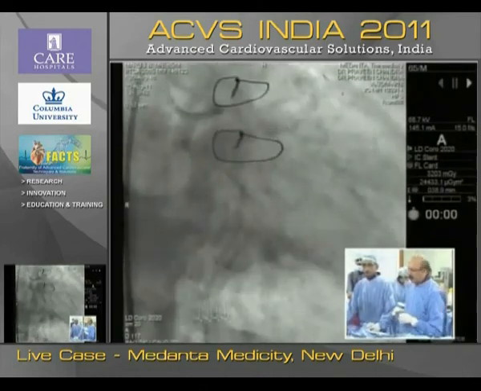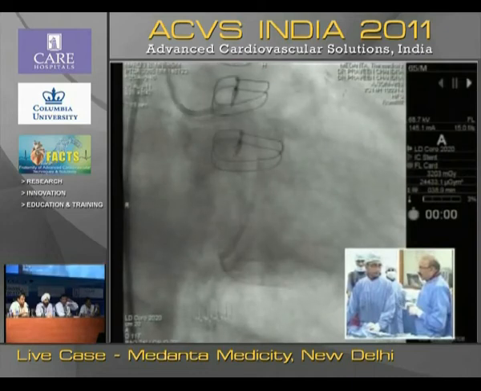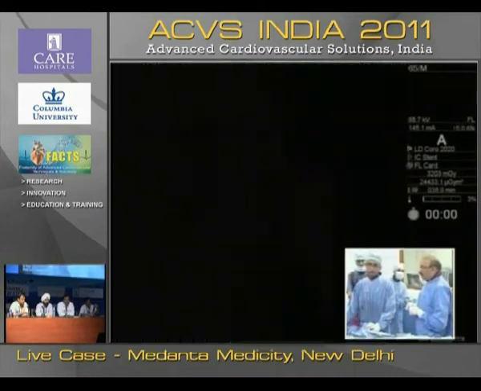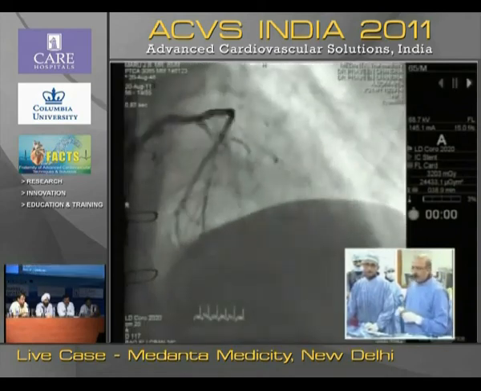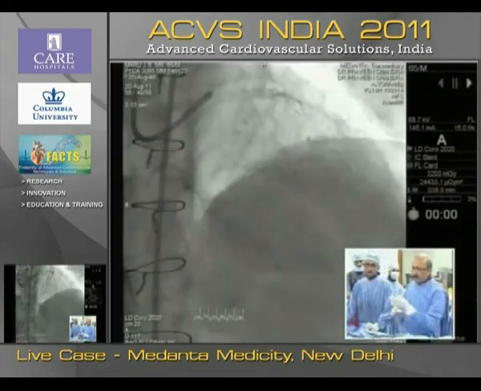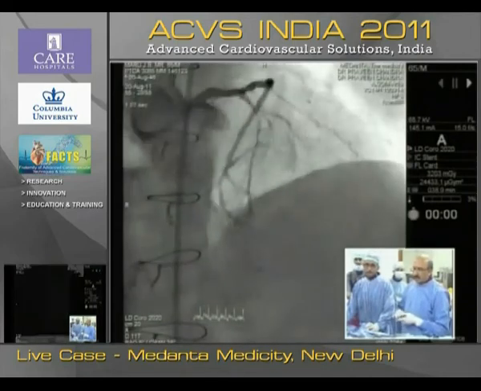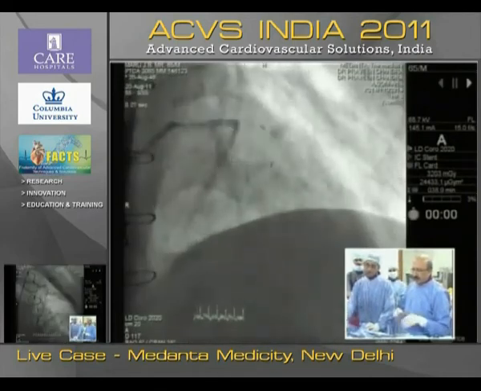Very nice. Can we have a view of the distal vessel a little more clearly? Yes, we will show something. Yeah, here you see the distal vessels. Yeah, here you can see. So this was fine.